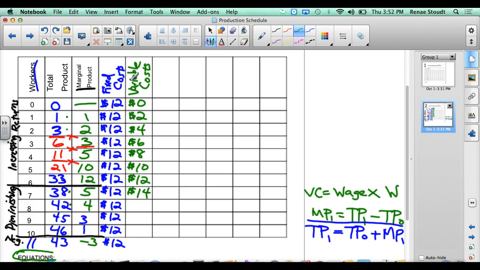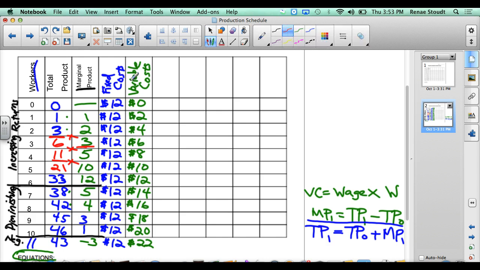And you notice a pattern here. I can fill in the rest. 16, 18, 20, and 22. All right, so that's our variable costs.